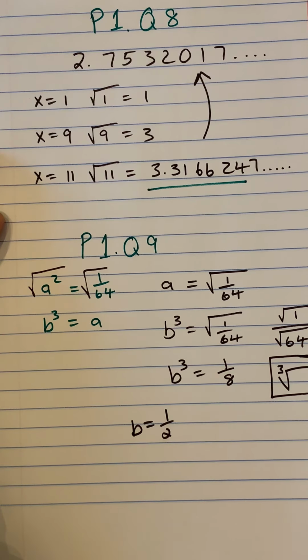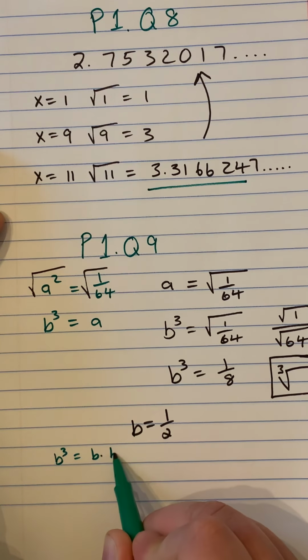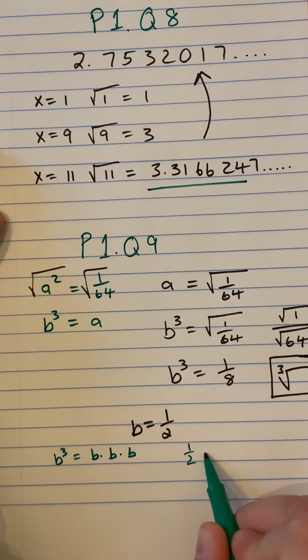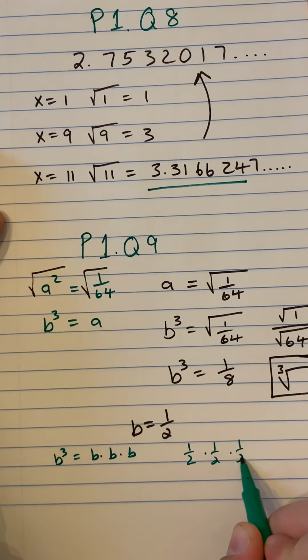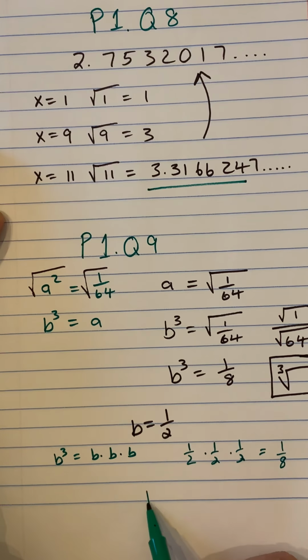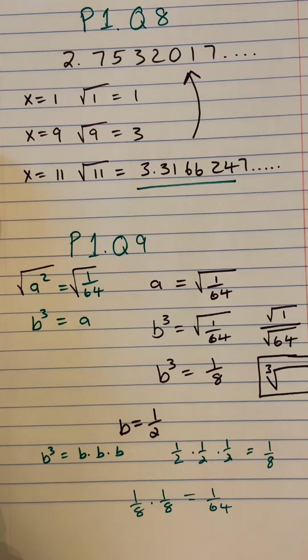Now, how can we verify that that's true? Well, b cubed would simply be, remember, b cubed equals b times b times b. And if b is 1/2, then I've got 1/2 times 1/2 times 1/2, which equals 1/8. And then if I square that, 1/8 times itself, I get 1/64. So hopefully this helps with question 9, which is a little bit tricky.